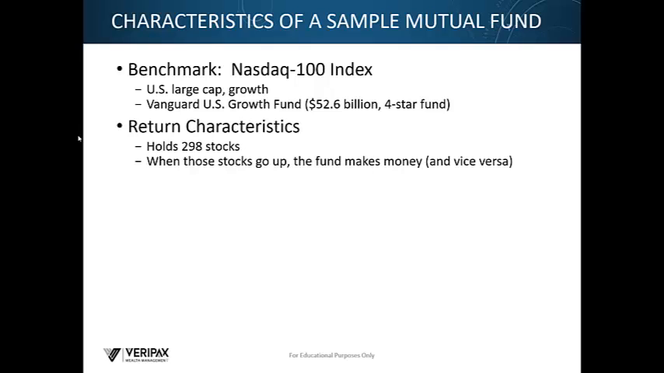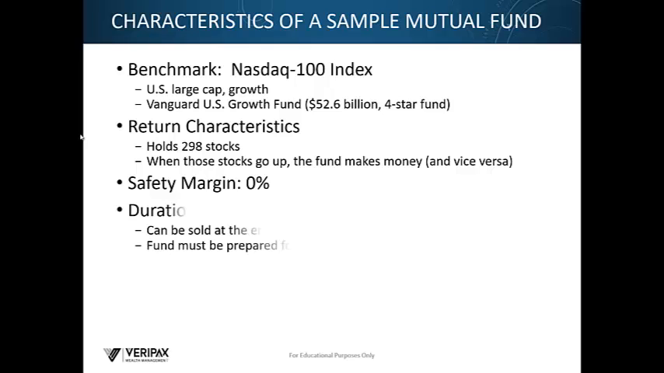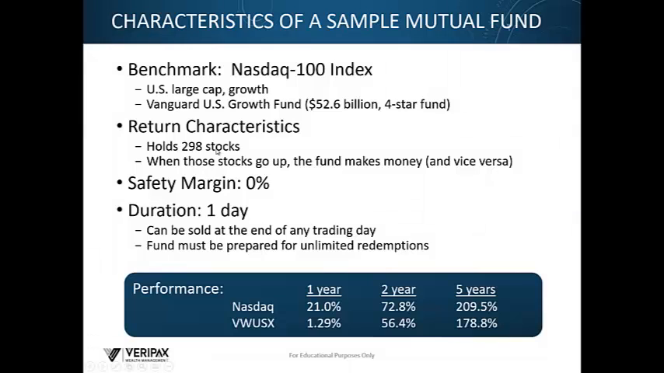The return characteristics are pretty straightforward. It picks the best 298 stocks from the Russell 1000 growth universe, and therefore when these stocks on average go up, we get a positive return. When they go down, we get a negative return. As with any mutual fund, the safety margin is 0. As soon as the stocks start to lose money, so do we. And the duration is 1 day. Mutual funds are bought and sold at the end of every trading day, and they need to be able to return any or all investor money within a day. We may plan to hold a fund for a number of years, but we're going to be doing it 1 day at a time.